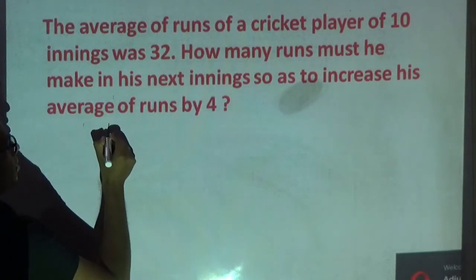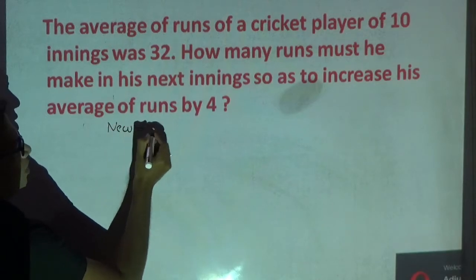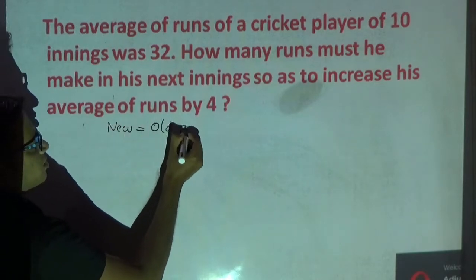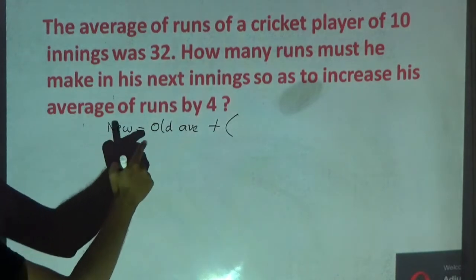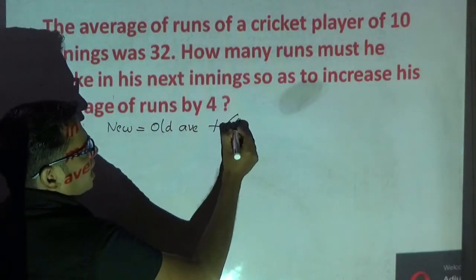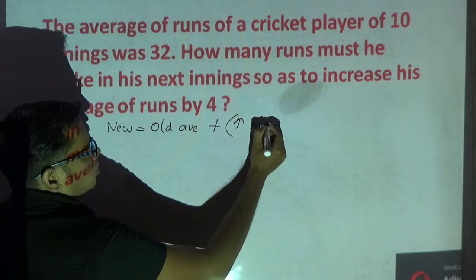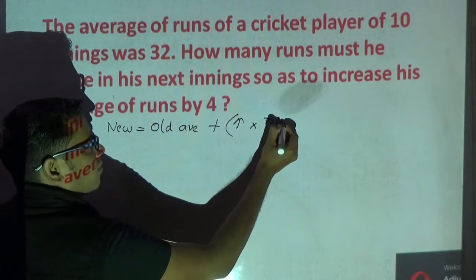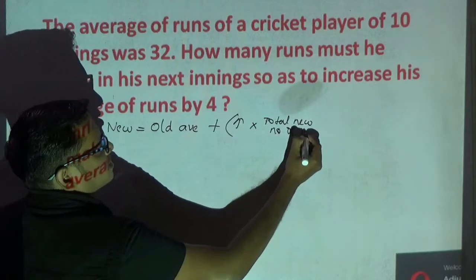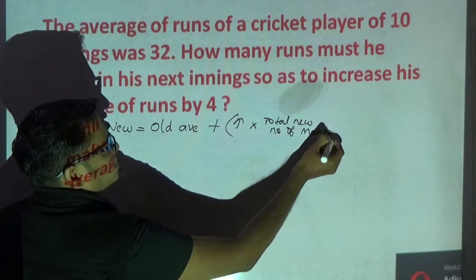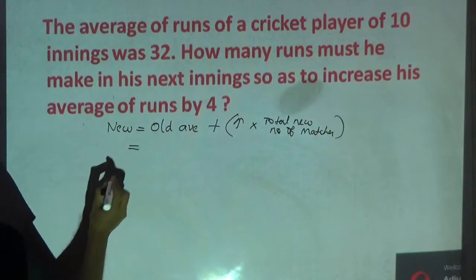Now, the score in the next match, that is the new number, will be equal to the old average. The average has increased, therefore plus symbol. Old average plus increase in average into the total new number of matches. This is the shortcut I can use, please observe here.